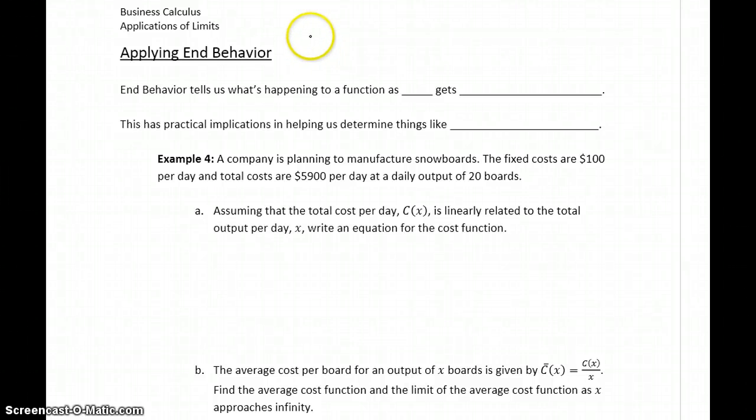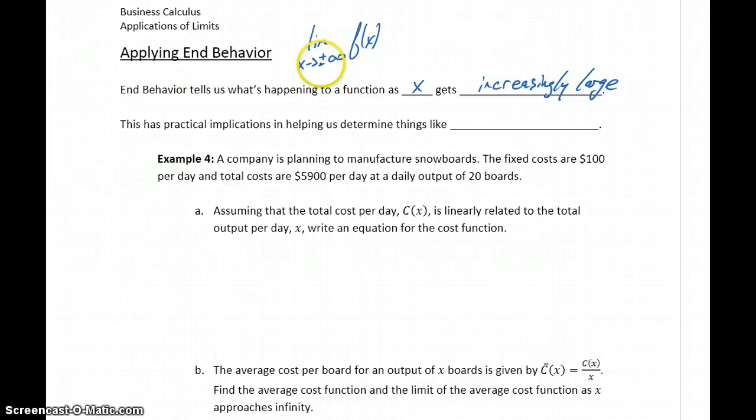End behavior, which again is the same idea as taking the limit as x approaches positive and negative infinity of a function, or sometimes just one of those, tells us what's happening to a function as x gets increasingly large. Or in the case if we're dealing with negative infinity, what happens as x gets incredibly small. So this has practical implications to let us look at things like average cost over time.